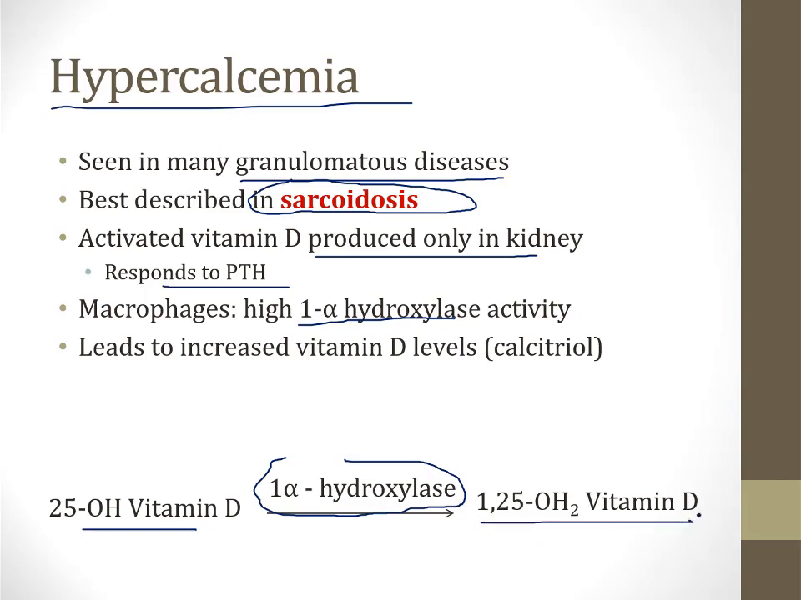1,25-OH2 vitamin D. What this means is when you have lots of active macrophages, just like you do in granulomatous inflammation, this enzyme can become very active, and in macrophages it is not under the control of PTH, so that leads to excessive amounts of activated vitamin D, which is also called calcitriol, and this is the mechanism by which hypercalcemia can occur in granulomatous diseases. And that concludes our video on granulomatous inflammation.